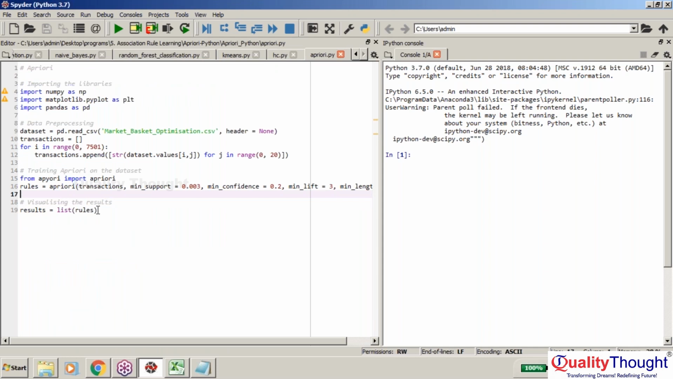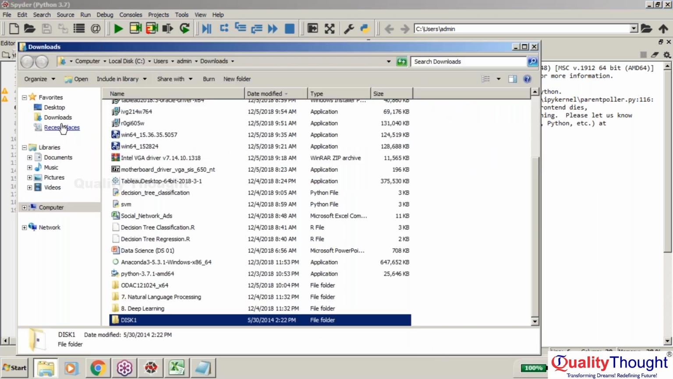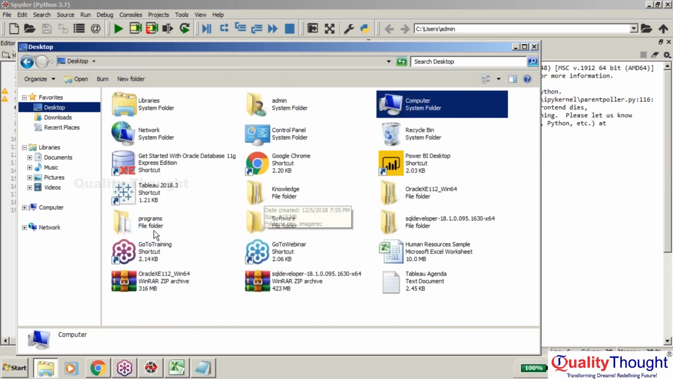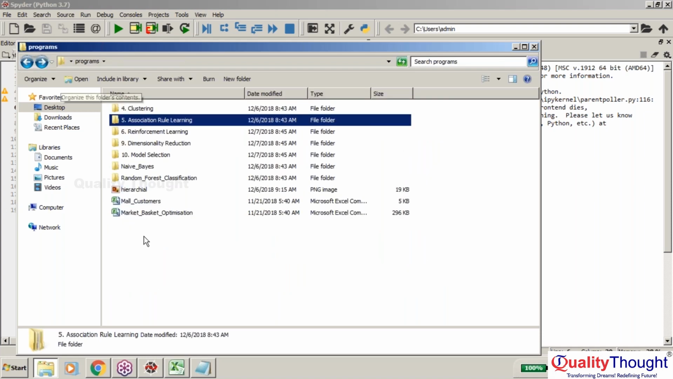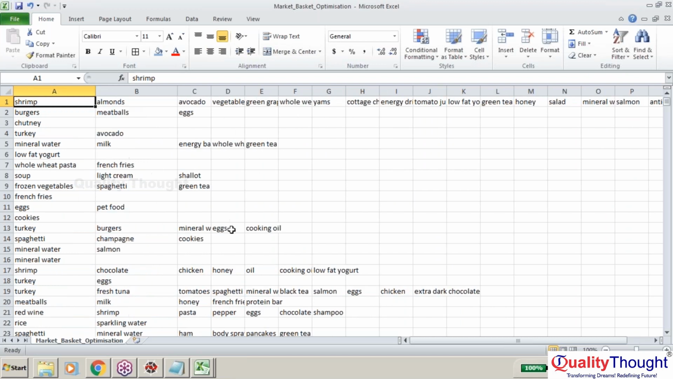See, we have imported as usual the libraries NumPy, Matplotlib and Pandas. Okay, done, imported. Now I have a data set which is called the market basket optimization. In the market basket optimization, this is nothing but how the different products have been bought in one particular shopping mall.